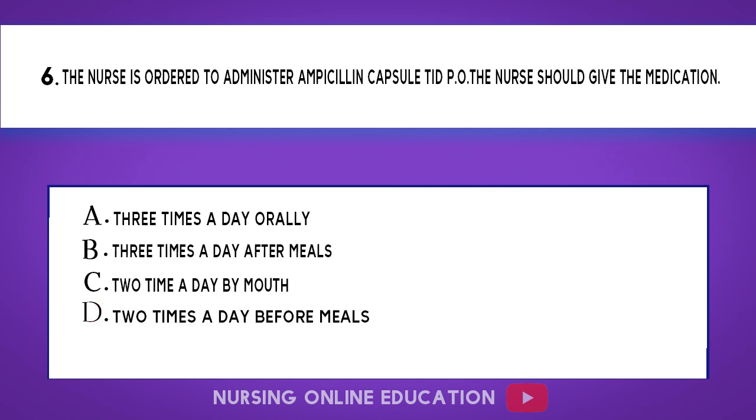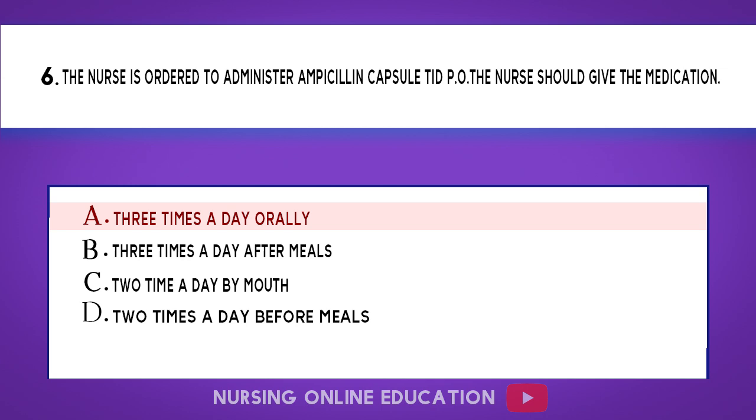Late. 6. The nurse is ordered to administer ampicillin capsule TID PO. The nurse should give the medication: A. 3 times a day orally, B. 3 times a day after meals, C. 2 times a day by mouth, D. 2 times a day before meals. The answer is option A.